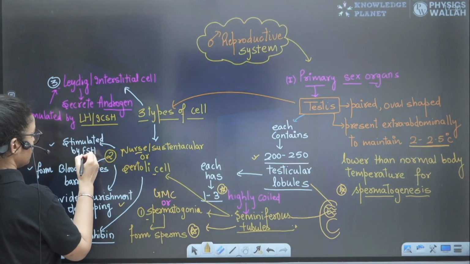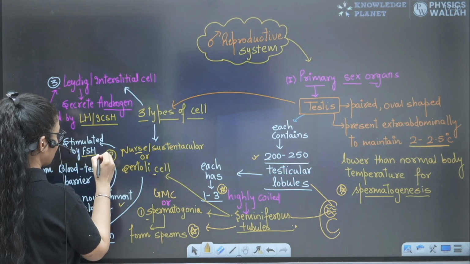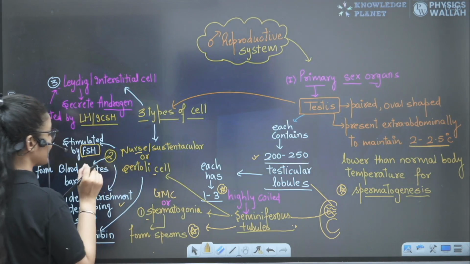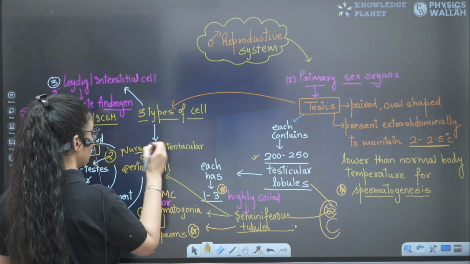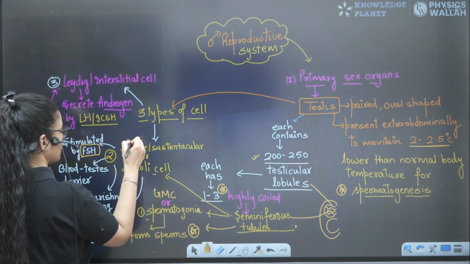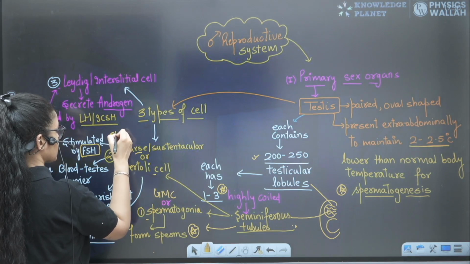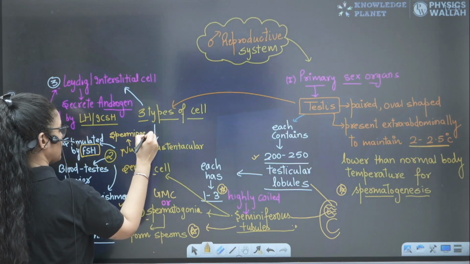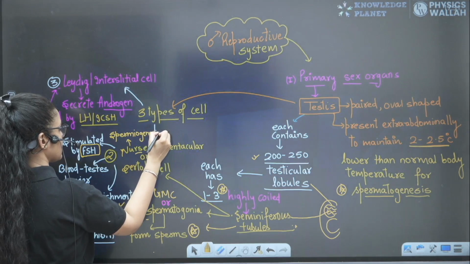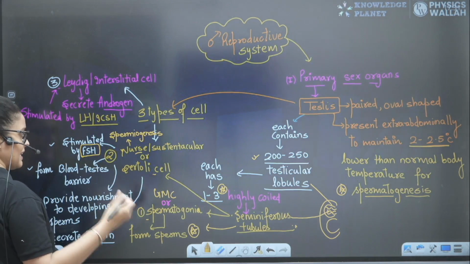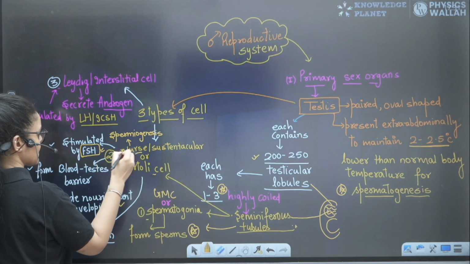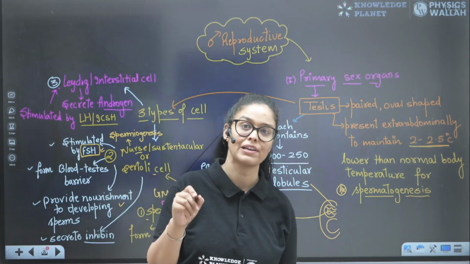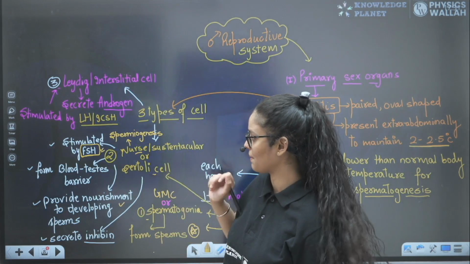You have to remember that this cell is stimulated by FSH, follicle stimulating hormone. This cell also helps in the spermiogenesis process, which is part of spermatogenesis, and we will see that ahead. This cell is stimulated by this hormone of the anterior pituitary gland, that is, the follicle stimulating hormone. You have to remember, right?